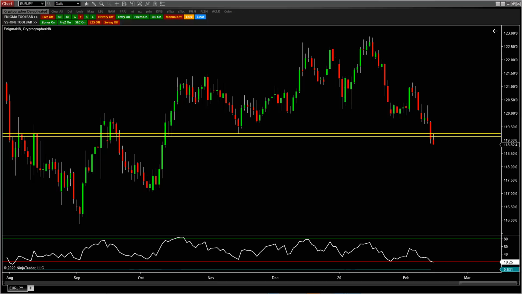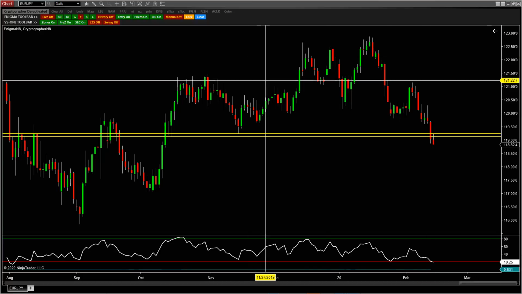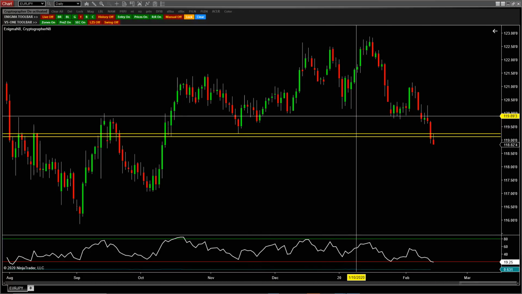And the next question that I want to answer is, if we're most likely to continue lower, where are we likely to continue lower to? And then eventually, what ways can I get involved? So one of the tools that I'm going to use here is actually going to be something called a 1-to-1 measured move, or many of you guys know it as an AB equals CD pattern, an equal measured move.